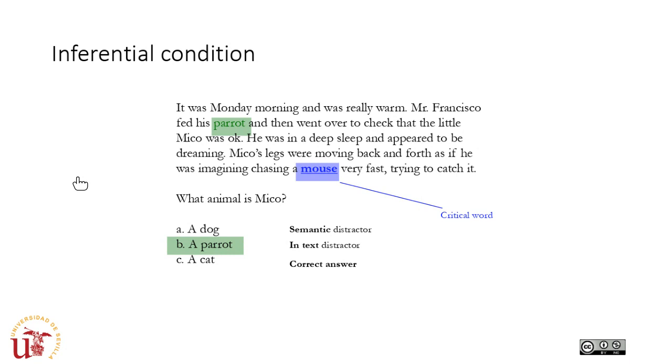So the question here is, which animal is Miko? So we have a critical word here because it doesn't say anywhere which animal Miko is, but we have a clue that he was chasing a mouse.